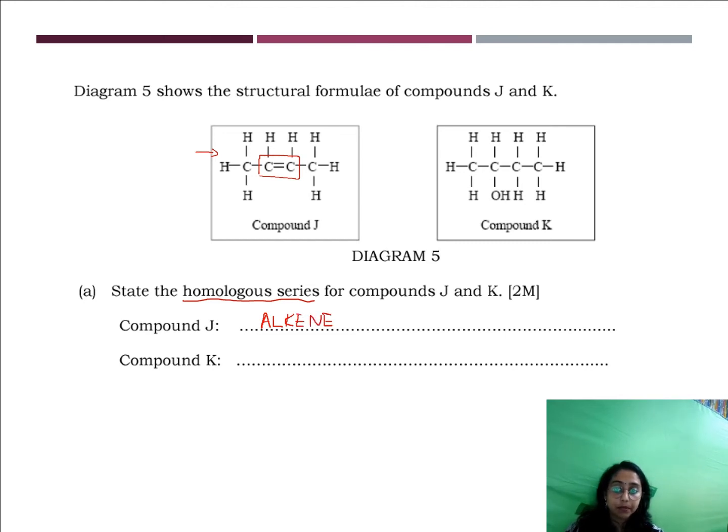And when it comes to compound K, we can see it is a non-hydrocarbon because it consists of O. So due to the presence of OH, we know this is hydroxyl. So the family name will be alcohol. So this is how you have to go about answering the questions on homologous series and functional group.